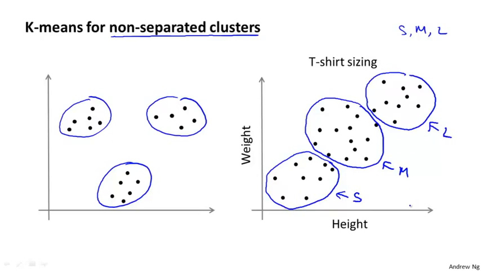And this is in fact an example of market segmentation, where you're using k-means to separate your market into three different segments, so you can design a product separately, that is the small, medium, and large t-shirts, that tries to suit the needs of each of your three separate subpopulations well.